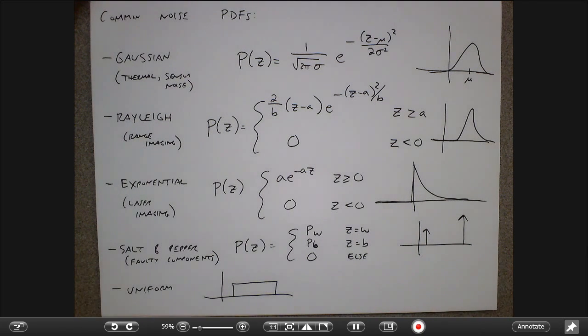Okay, and so I don't want to do it right now, but if you look in the book, for example, you can see pictures of how the different noise distributions affect the image that you've got, right?